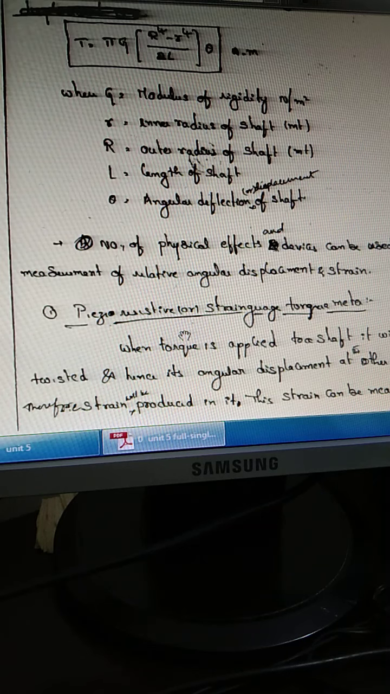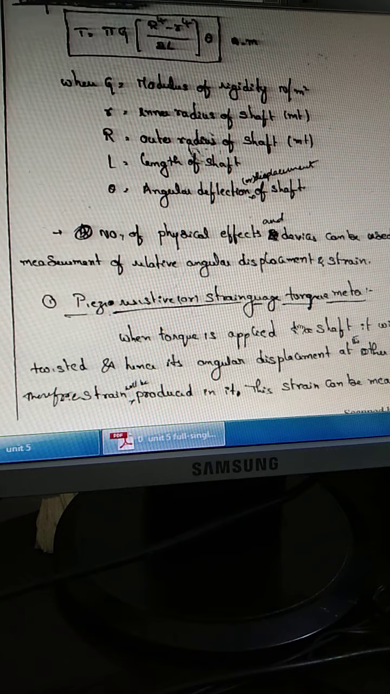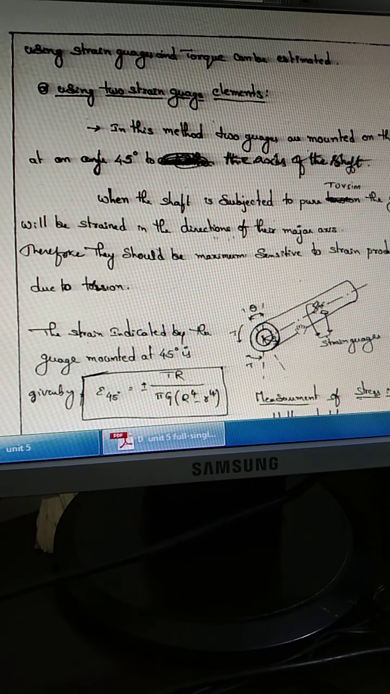Now we will discuss the construction and operation, how to measure the torque developed in a shaft using a strain gauge torque meter. In this case, it uses strain gauge elements. We can use 2 strain gauge elements for measuring torque, or we can use 4 strain gauge elements. First, we will discuss measurement of torque using only 2 strain gauges.